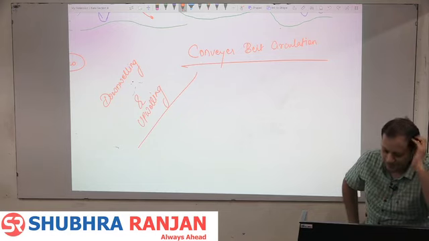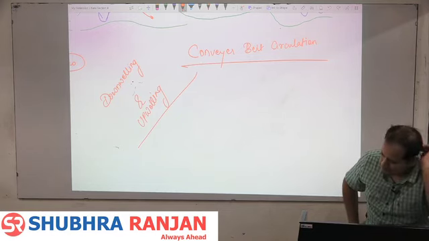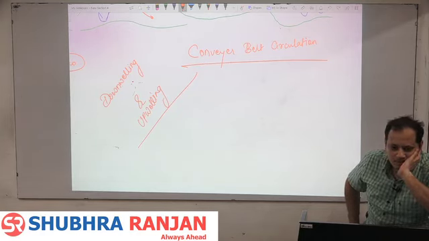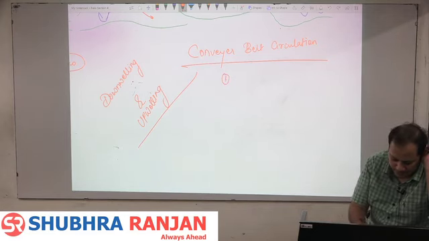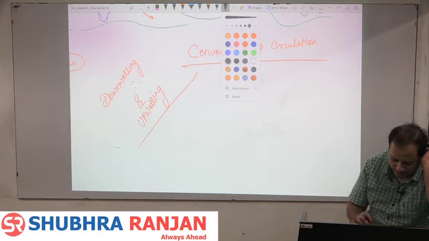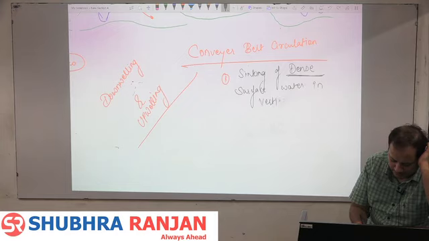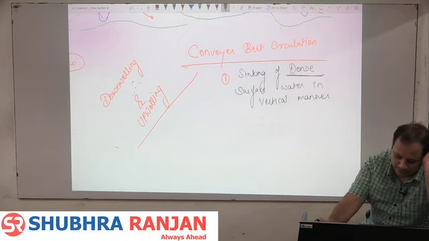Next, downwelling. What is downwelling? Downwelling is the process of sinking of, underline उसके बाद dense surface water in vertical manner. Dense surface water in vertical manner.